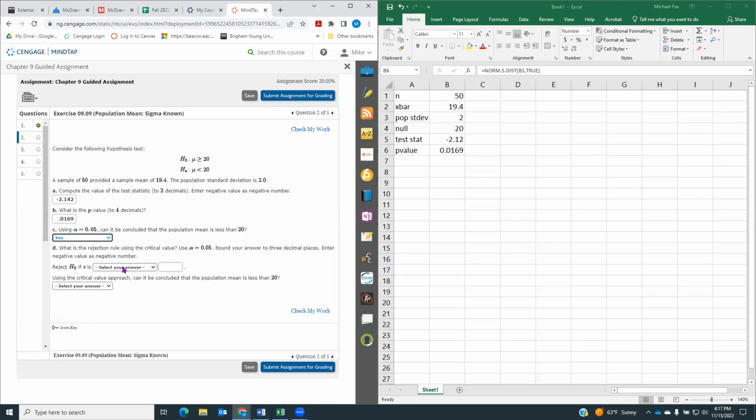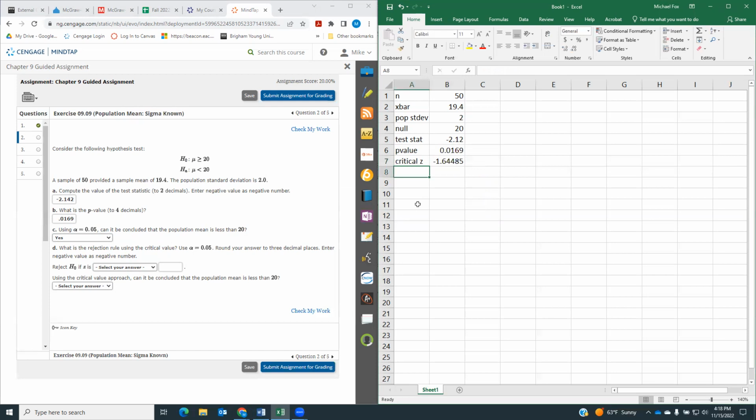Then it says, what is the rejection rule using a critical value? Use an alpha of 0.05 and round your answer to 3 decimal places. The other thing we can do is calculate what's called a critical z, which in essence is just the z-score of the alpha. So the z-score of the alpha in this case, we're just going to do norm.s.inv, and we're going to put in the alpha of 0.05.